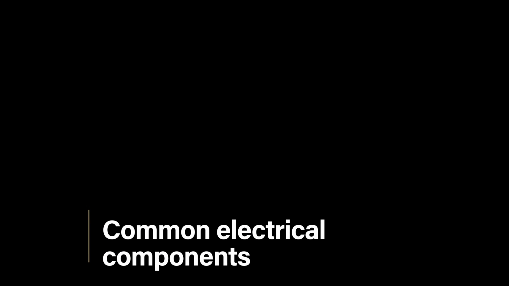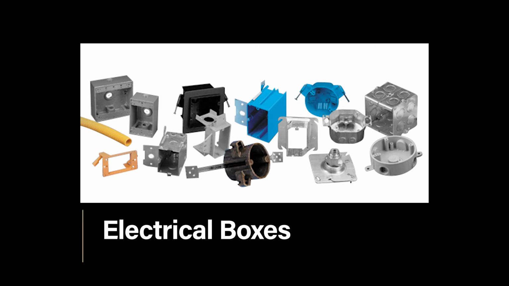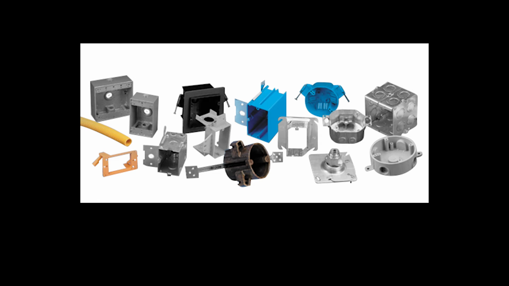Common electrical components. Electrical boxes. There are several different types of boxes and materials for electrical boxes, depending on the location and use. Plastic and metal boxes are commonly used. These boxes can be used to host switches or outlets.